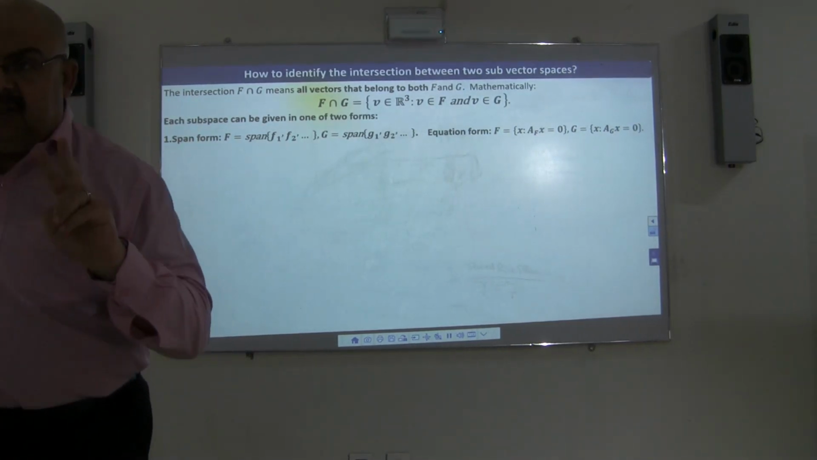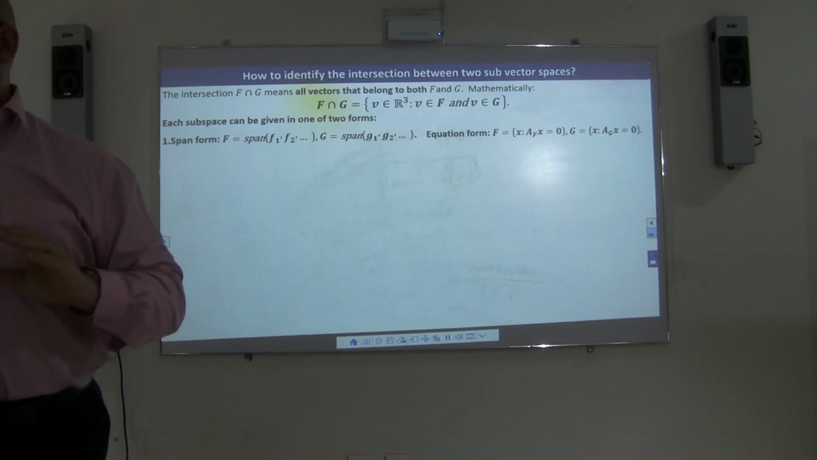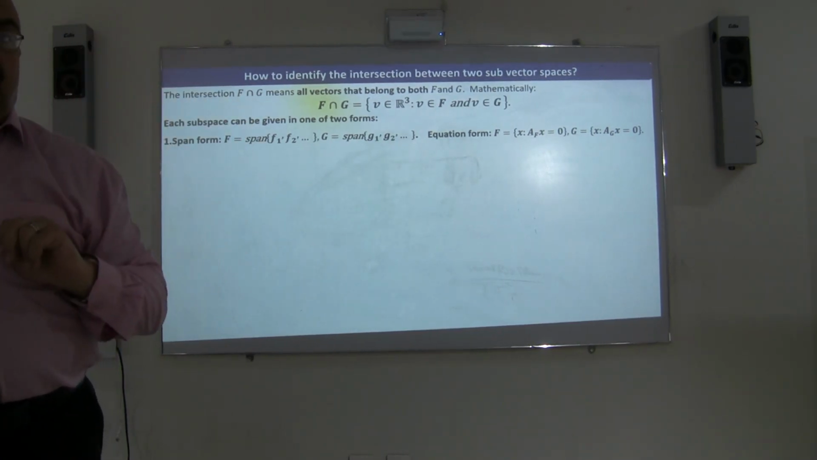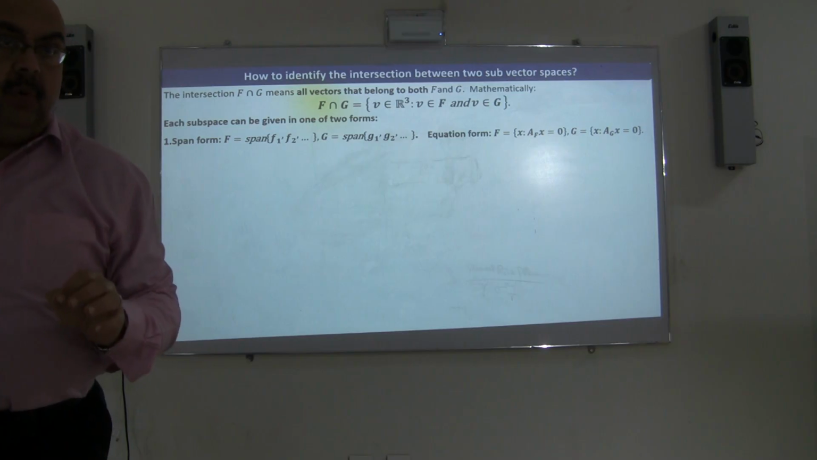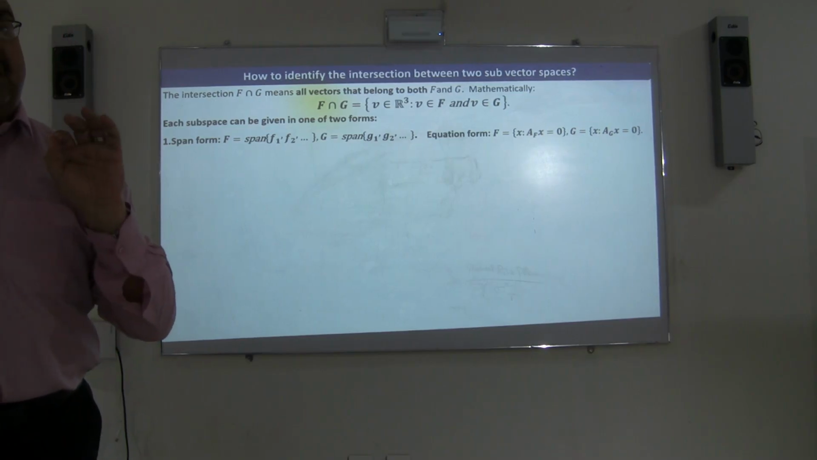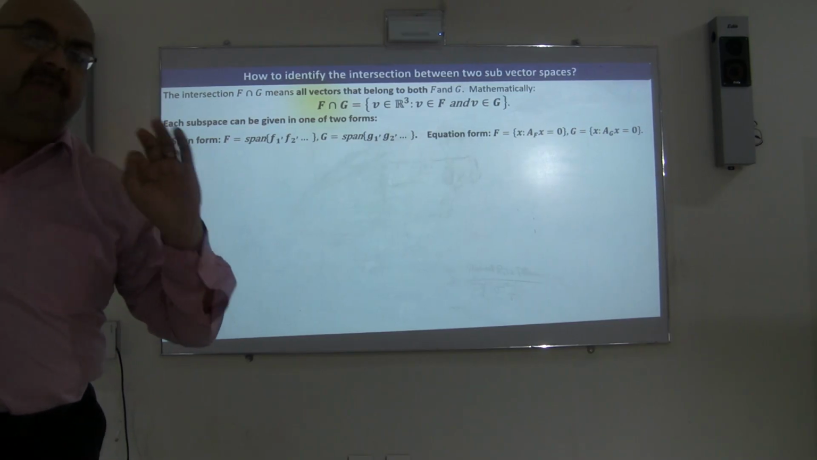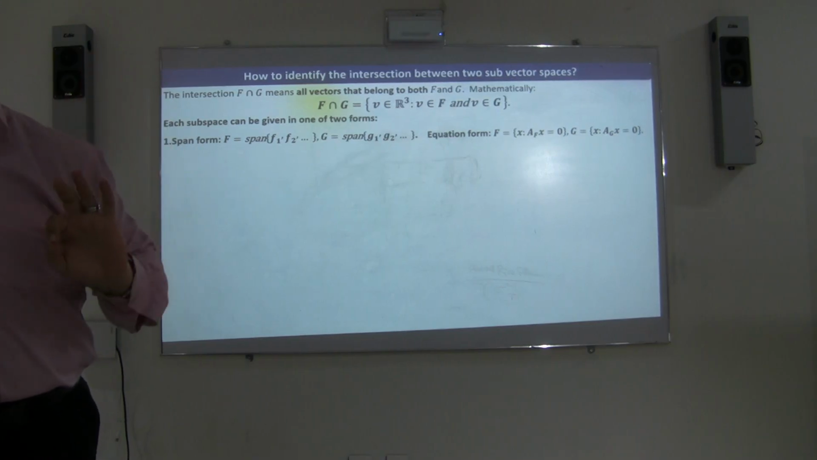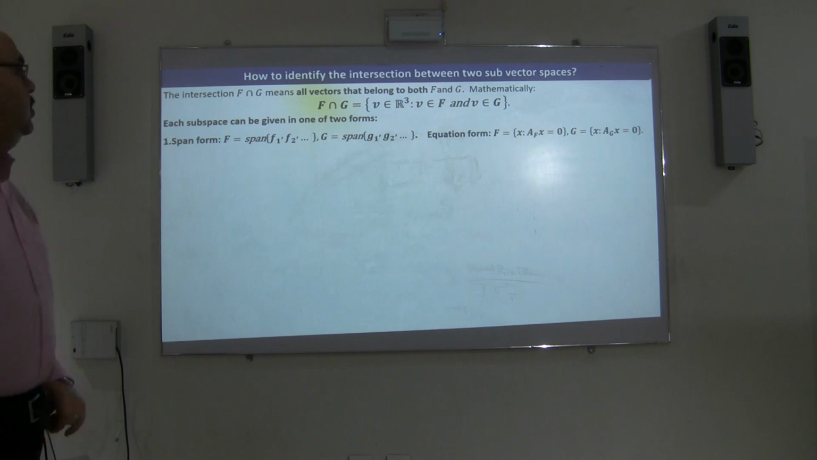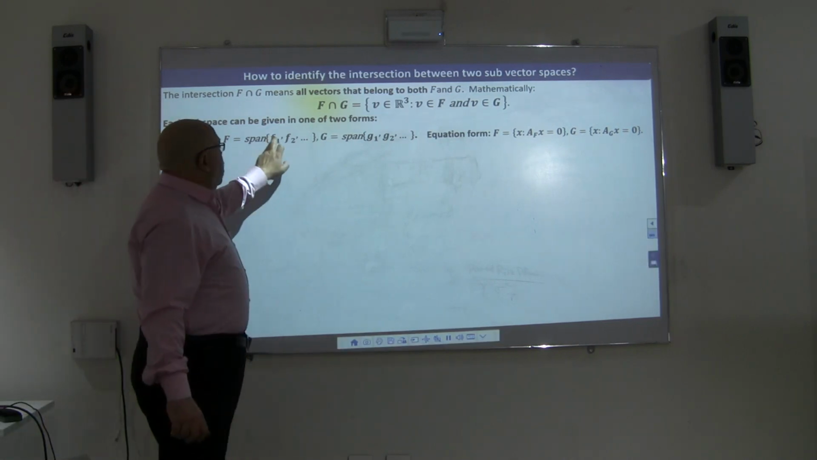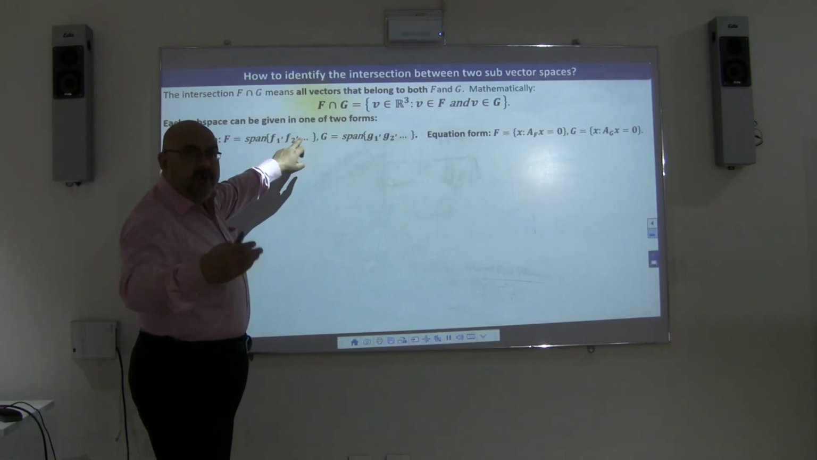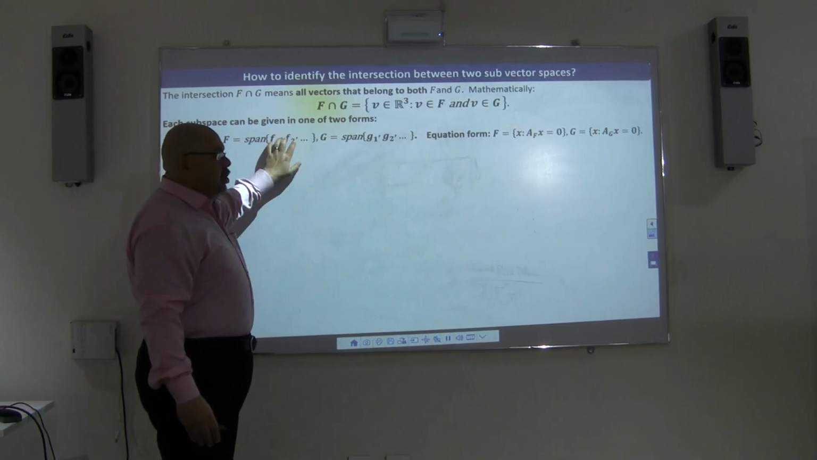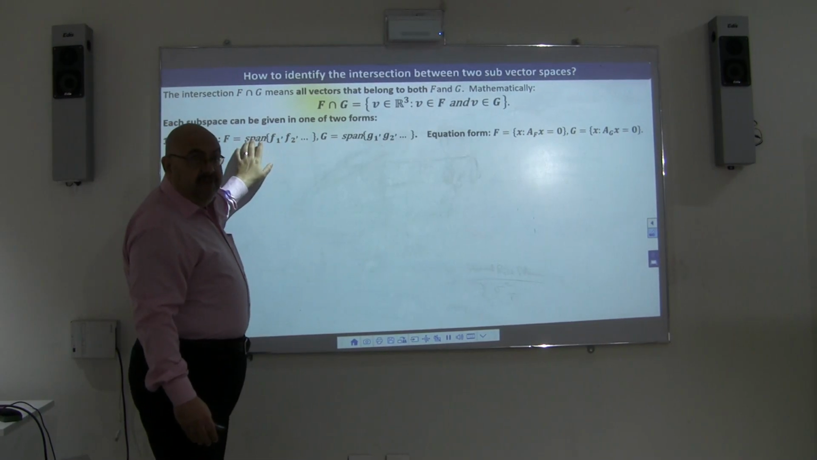Okay, the first step, before going to how to evaluate the intersection: we have two ways to give you a subvector space, and you're really familiar with both of them. The span version gives you the generators of this subvector space. What's the difference between the span and the basis? The span is just a set of vectors, of objects, of functions to be general. So it's just the generators of this subvector space.